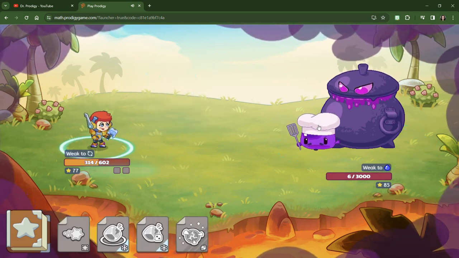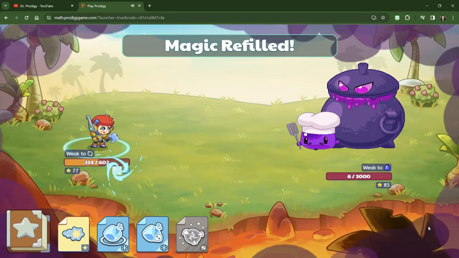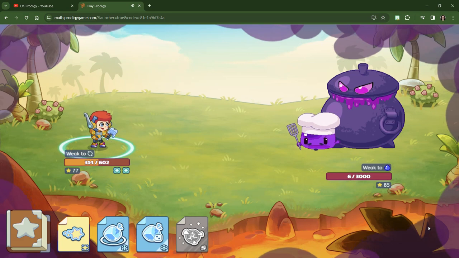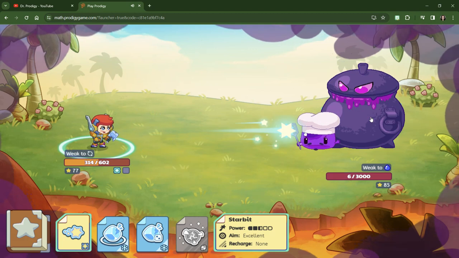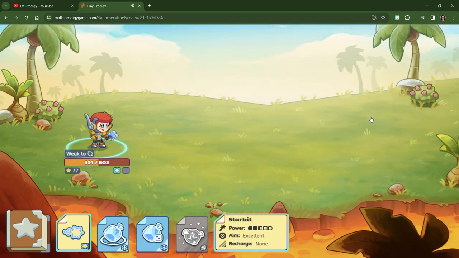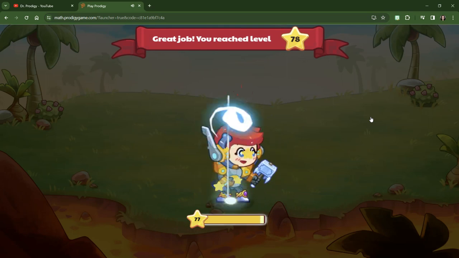We've got to win this next question. Determine the missing number in the equation. Well, 1 + 8 = 9. What number + 2 = 9? 7. 7 + 2 = 9. Starbit, if you don't get this last 6 ones, I don't know what I'm going to do. Yes, we did it. Leveled up.